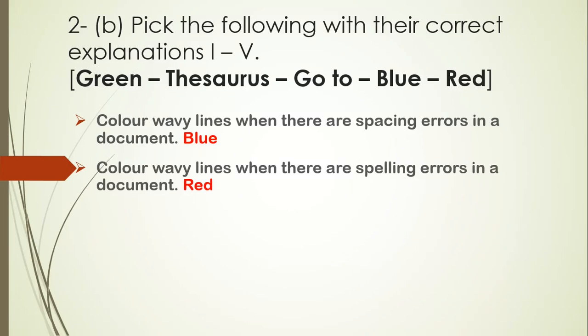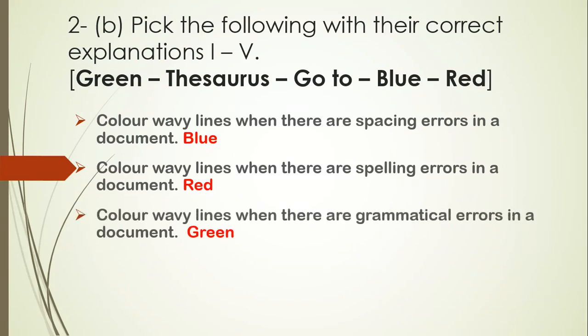The next one, color wavy lines when there are spelling errors in a document. That color is red. The next one, color wavy lines when there are grammatical errors in a document.